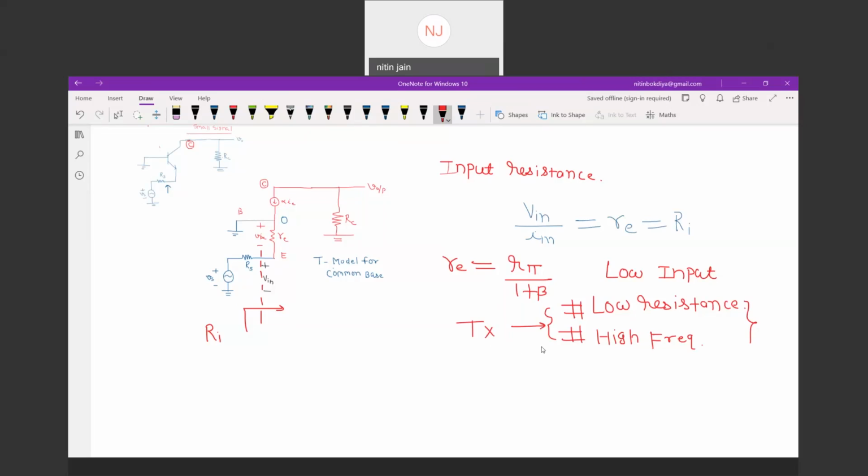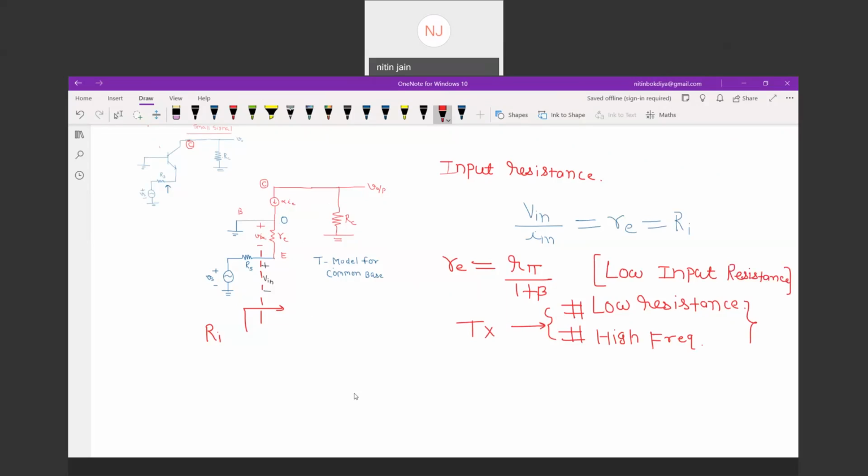Now input resistance is RE and input resistance is low. Low input resistance. Okay, now let's calculate the output resistance. How do we calculate output resistance? We can calculate output resistance by taking input equal to 0. If we take input equal to 0, what can I say? If Vin equals 0, that makes VB equal to 0. So I equals 0.